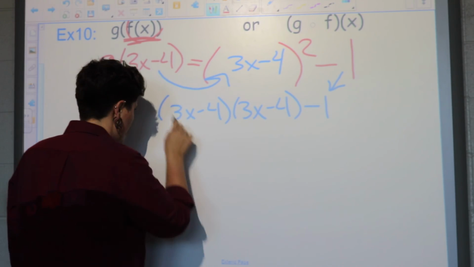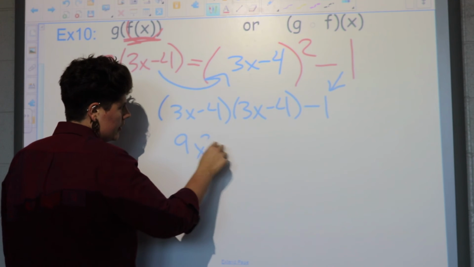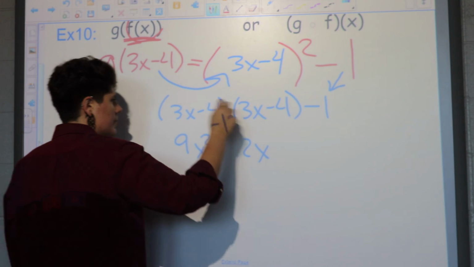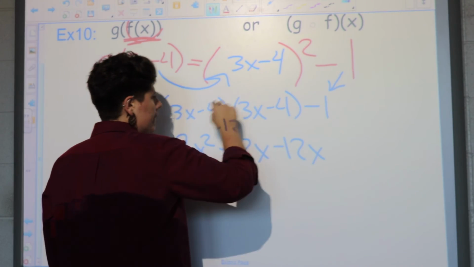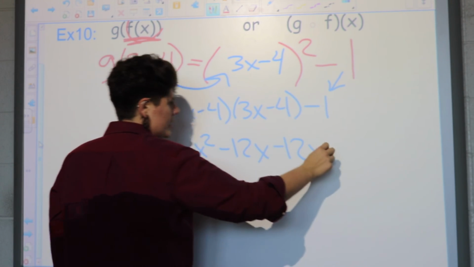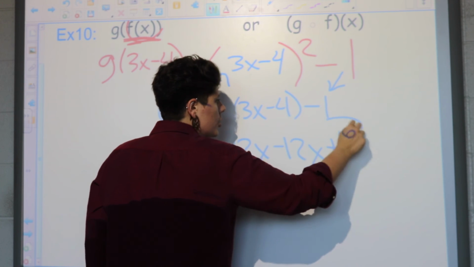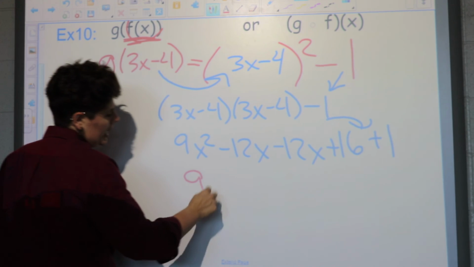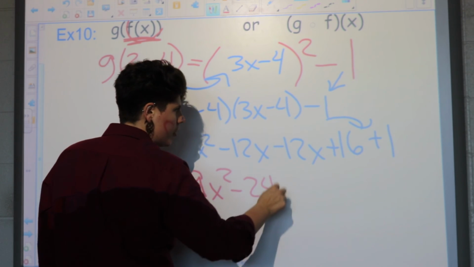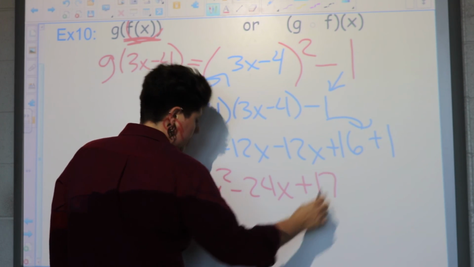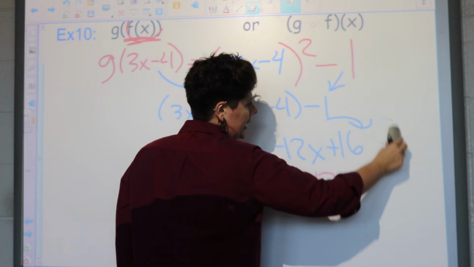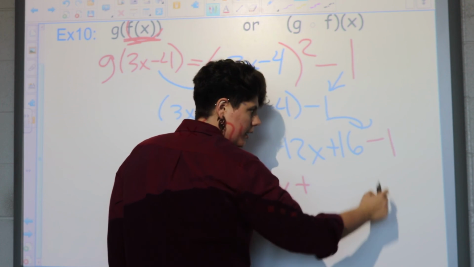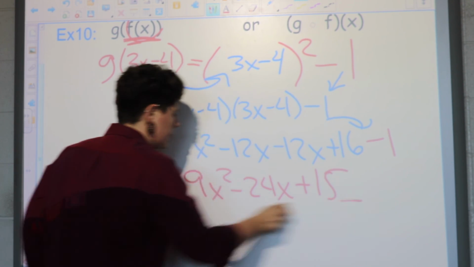All right, I can FOIL it out. 3x times 3x, 9x squared. 3x times negative 4 is negative 12x. Negative 4 times 3x is negative 12x. Negative 4 times negative 4 is a positive 16. And again, don't forget the minus 1. Go through and combine like terms. 9x squared minus 24x plus 17, oh, excuse me, that's a mistake. It was a minus. Look out. Everybody can make mistakes. This is a minus 1, which means that's a 15.